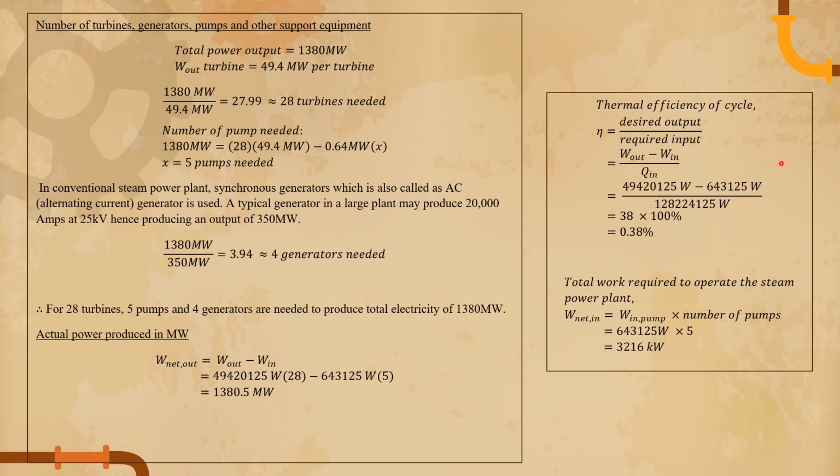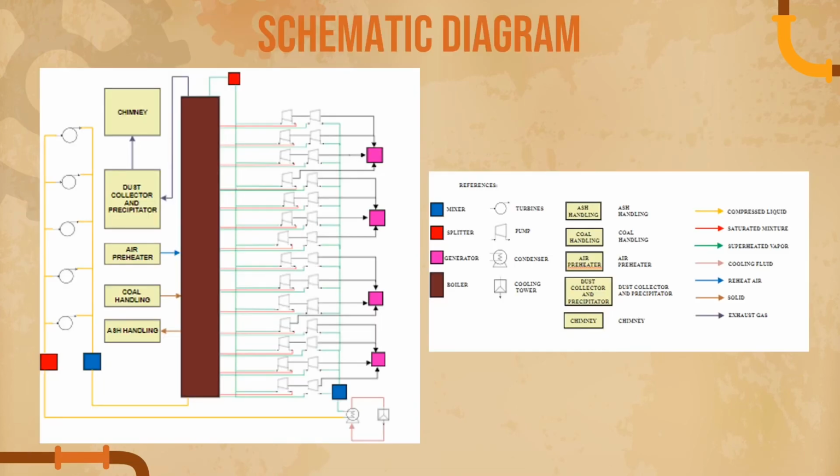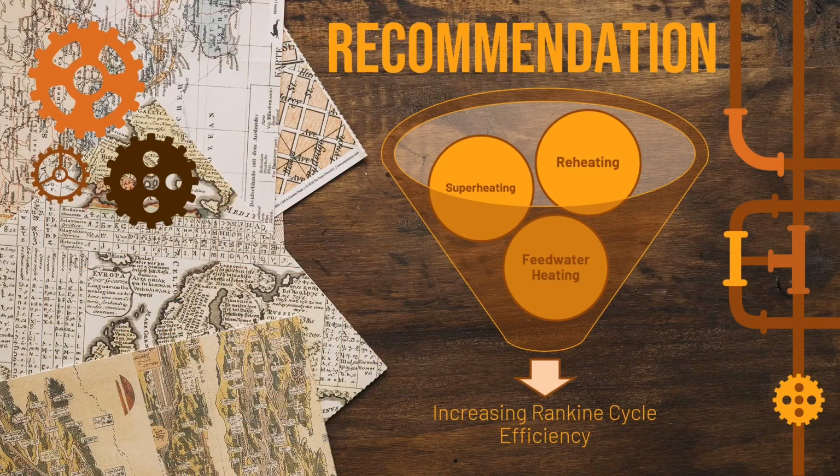To calculate the efficiency of this cycle, we use the formula desired output divided by required input and obtain the efficiency of 0.38%. The total work required to operate this power plant is by multiplying the work in for the pump with the number of pumps needed. Total work required to be 3,216 kilowatt. Hence, we were able to form a schematic diagram from the values obtained, and this is how our schematic diagram looks like. Recommendation. There are 3 ways to increase the efficiency of steam power plant.